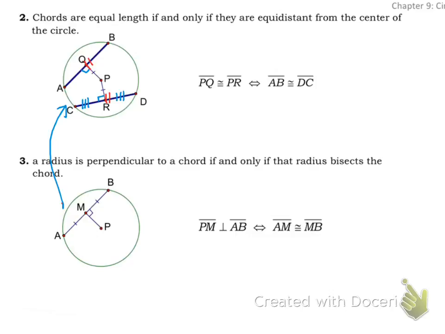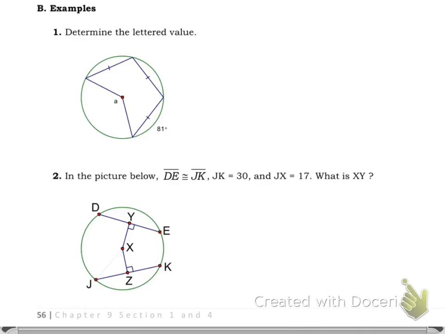Okay, so this stuff makes more sense when it's actually in practice. So the first thing we're going to do is determine what A equals. So this is going to go back to that first property. All of my chords are congruent. So if this is 81, Mike, what is the measure of this chord, or not chord, but the arc? 81. Yep. And then this arc is also going to be 81.